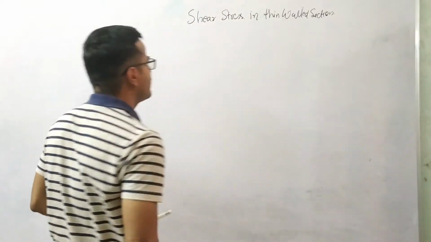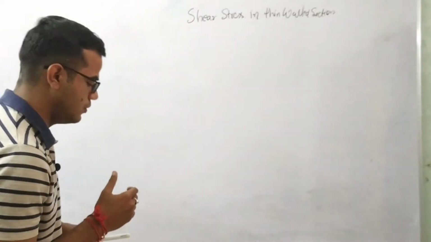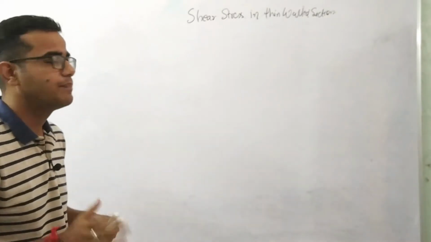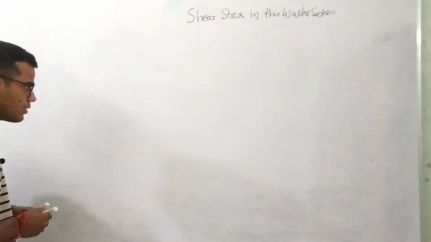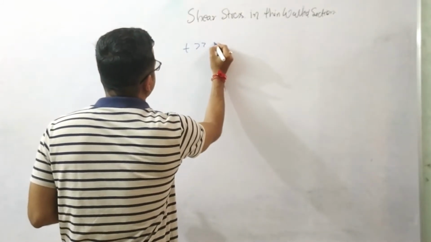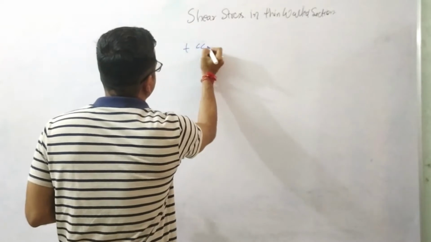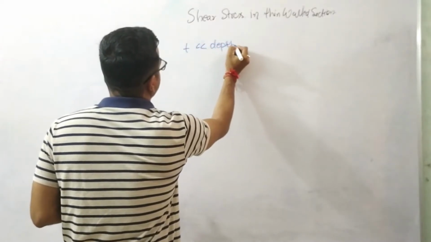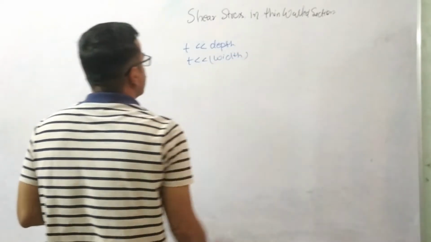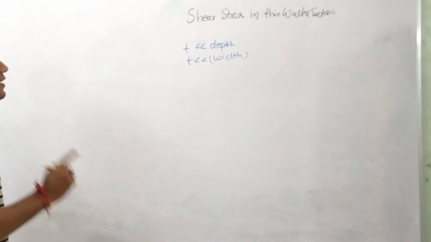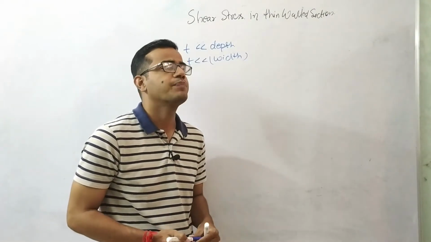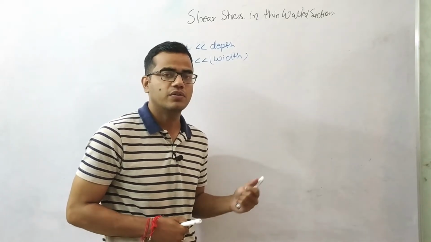Shear stress in thin walled sections. We want to know what a thin walled section is. Thin walled sections are those sections in which the thickness of the member is less than the depth or width of the section. In this lecture, our thin wall section will be an I section, and we'll see the distribution of the shear stress along the I section.